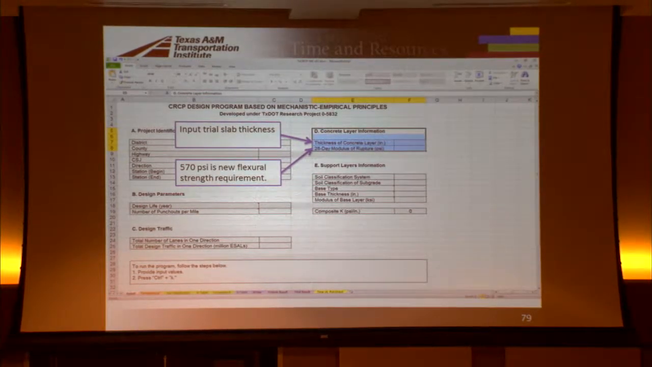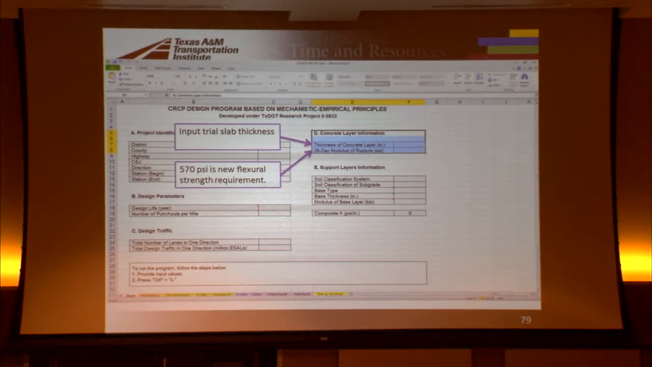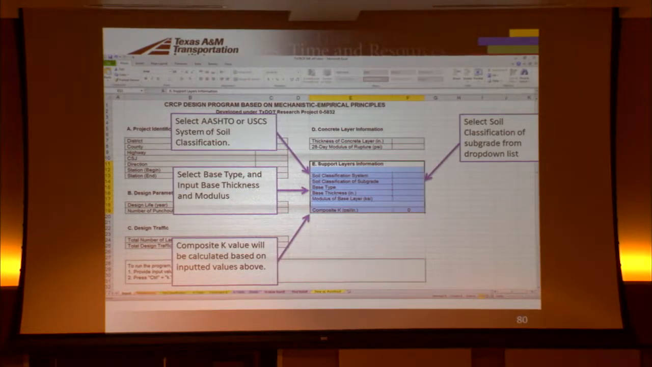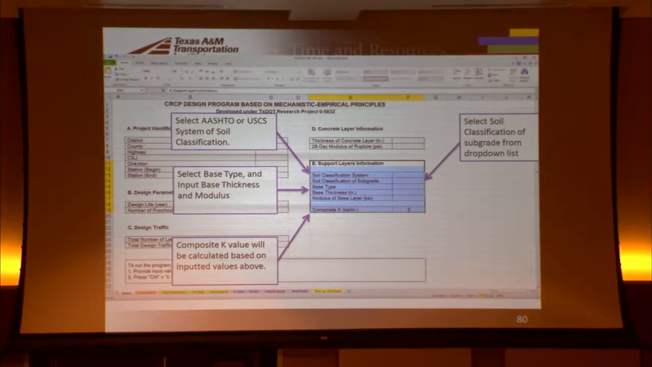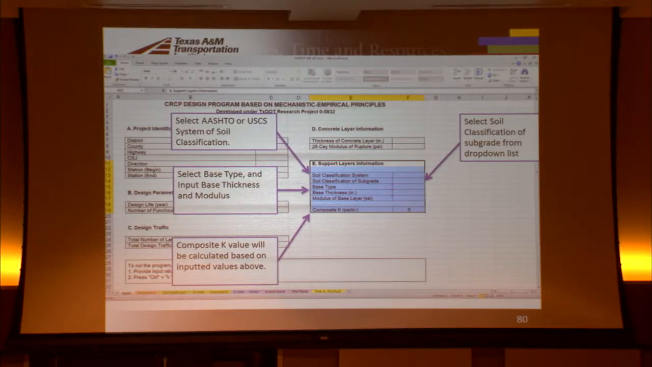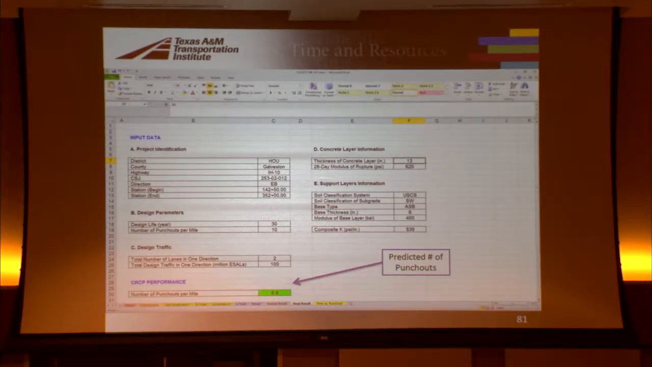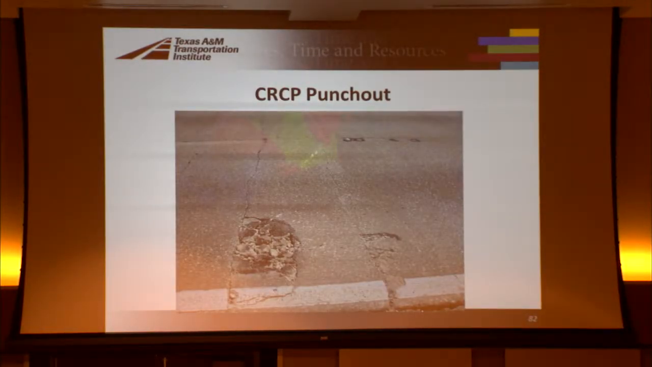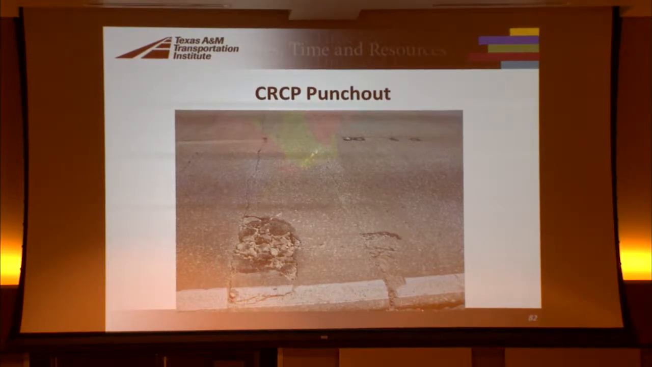The concrete elastic modulus and coefficient of thermal expansion are fixed in it. We also have support layer information. It's really important with concrete to have a good support, and those values are put in the system as well. It's all in a worksheet. And again, we're designing against this type of failure, what we call a punch out.